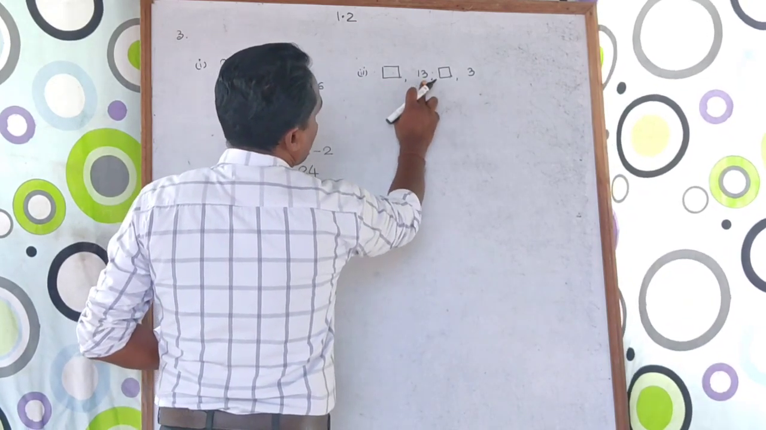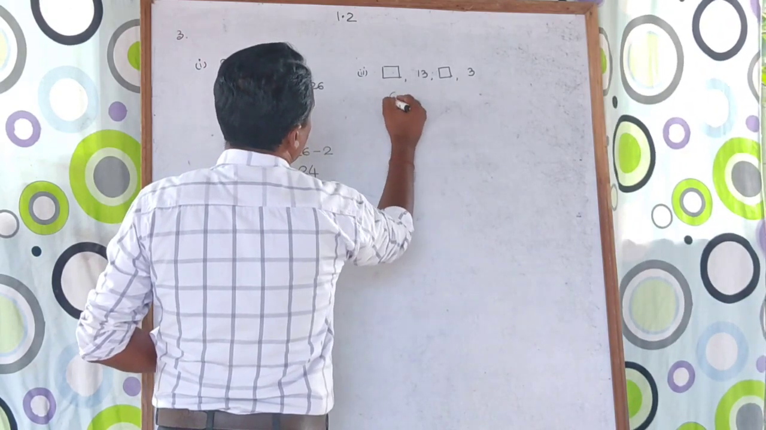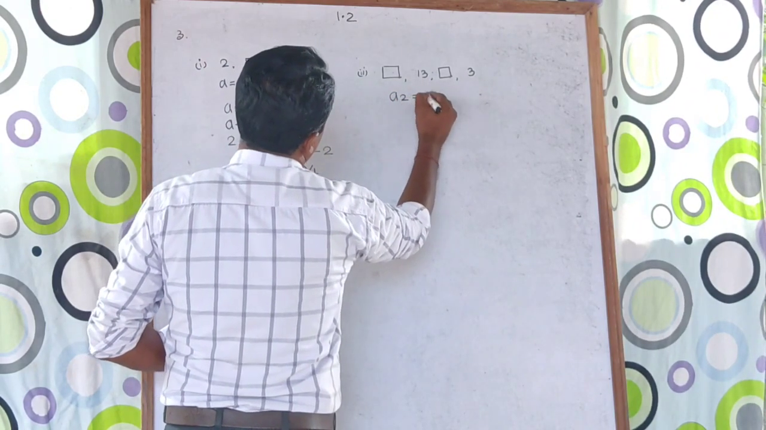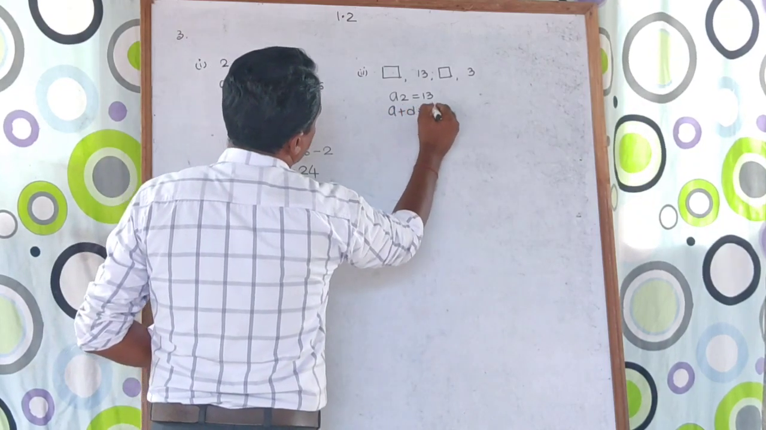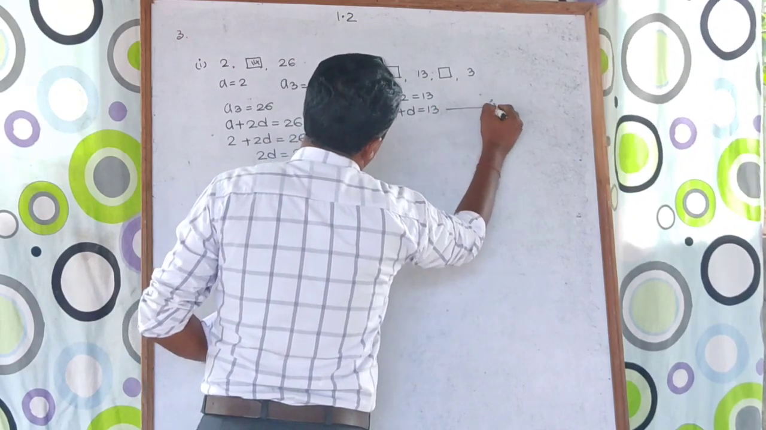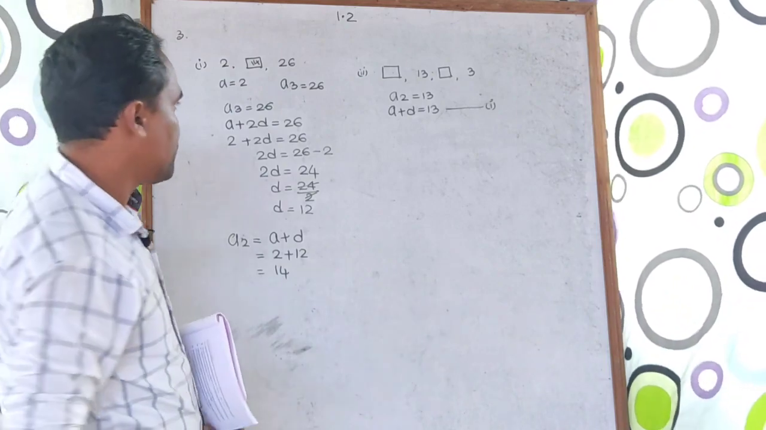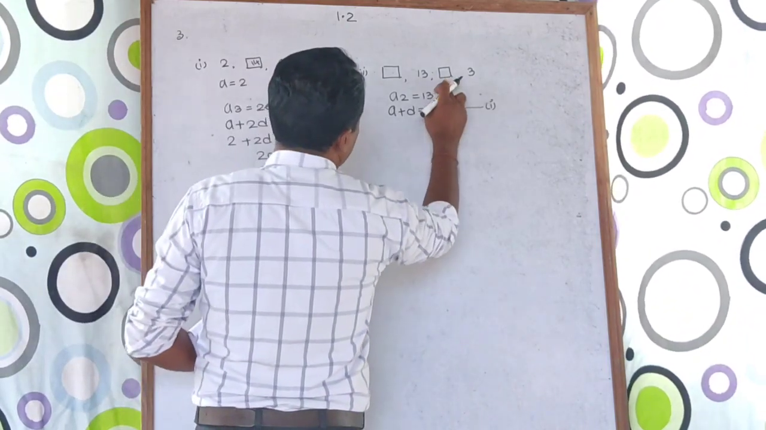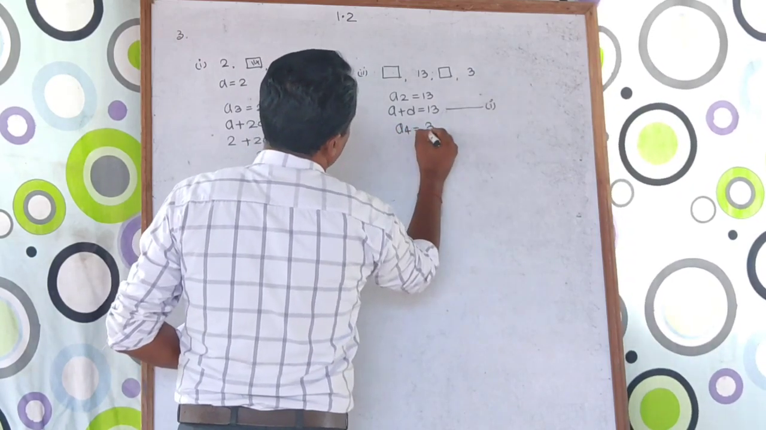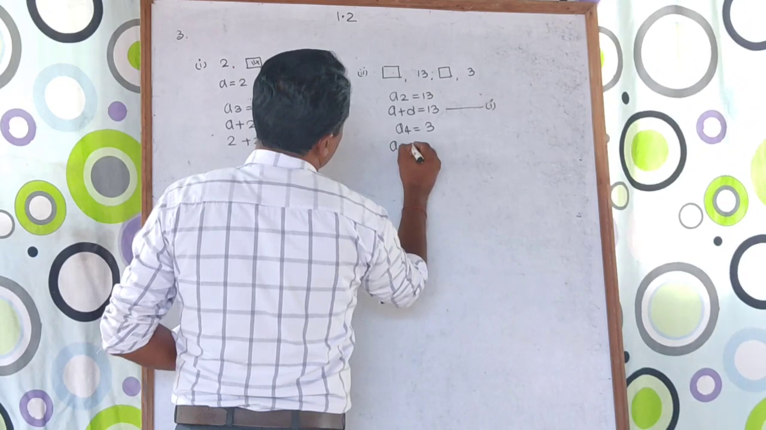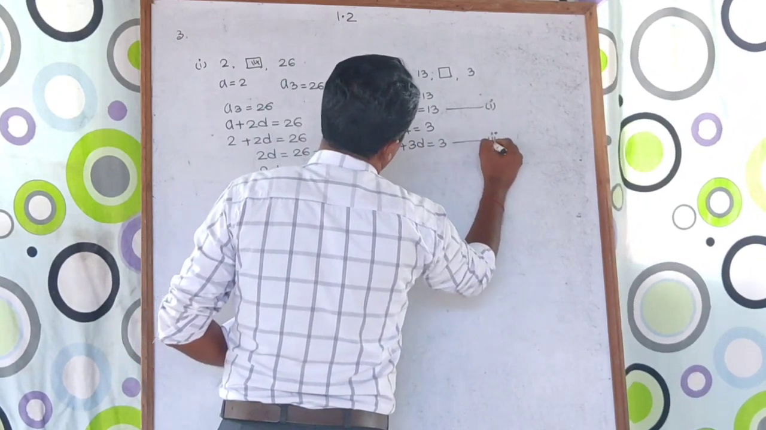A1, A2, A3, A4. That means, as you know, this is A2. A2 equal to 13. A2 equal to A plus D. This is 13. A plus D equal to 13. This is the first equation. Take the other one. This is A3 and A4. A4 equal to 3. A4 equal to A plus 3D equal to 3. This is equation number 2.